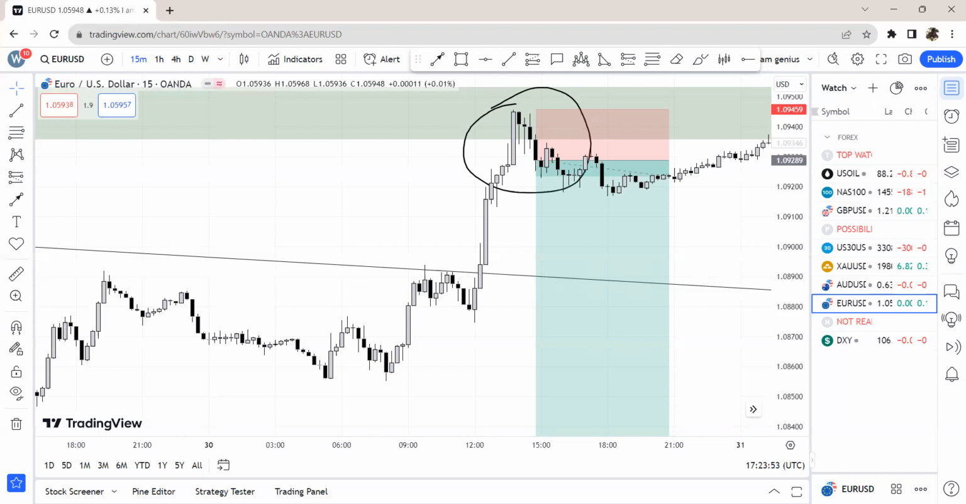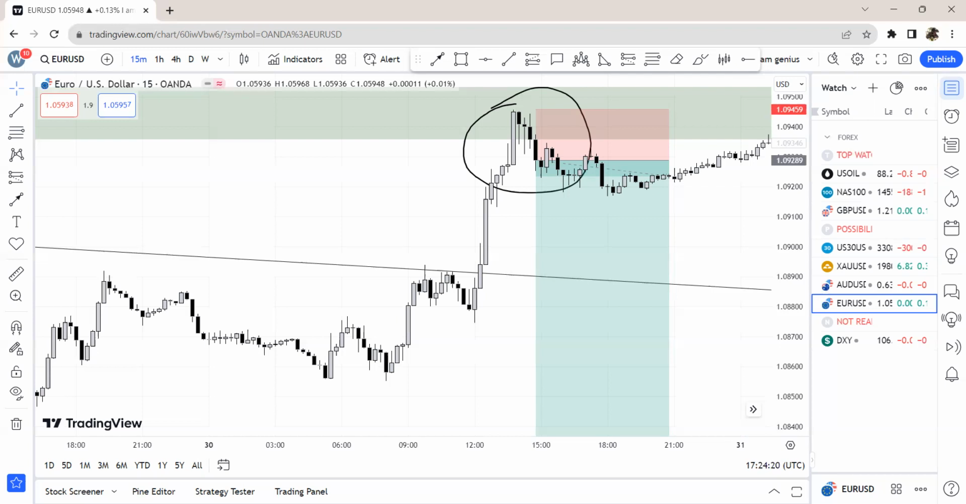Overall the trend is going downwards. The next thing you want to identify in the 1 hour is the support and resistance levels. Once you identify the support and resistance levels, you want to move to the 15 minutes and find the entry points. The entry criteria that you use will just be the candlestick patterns.